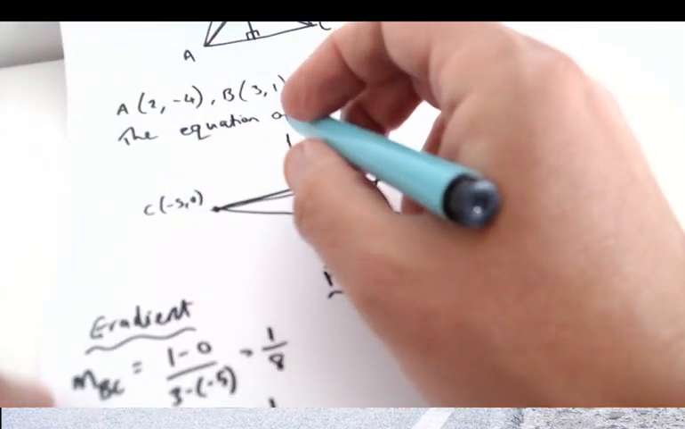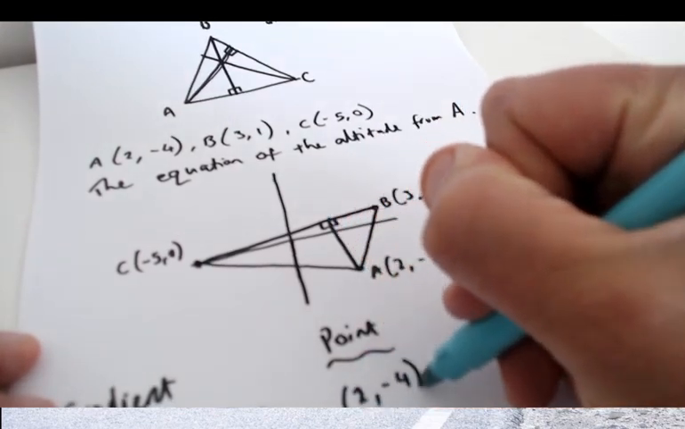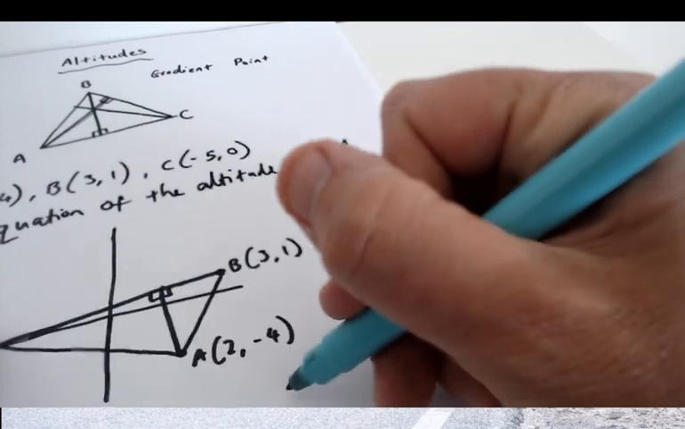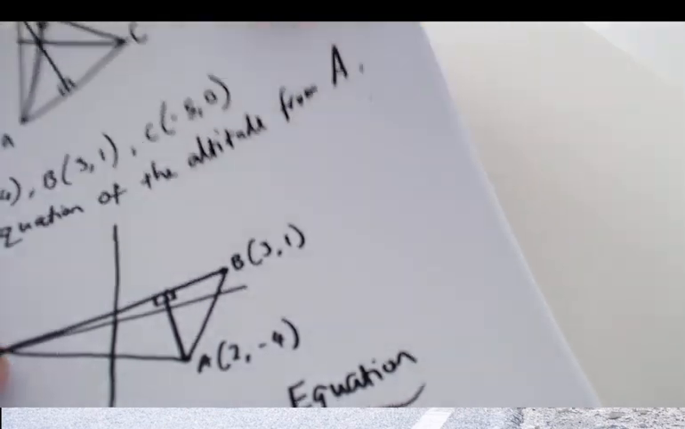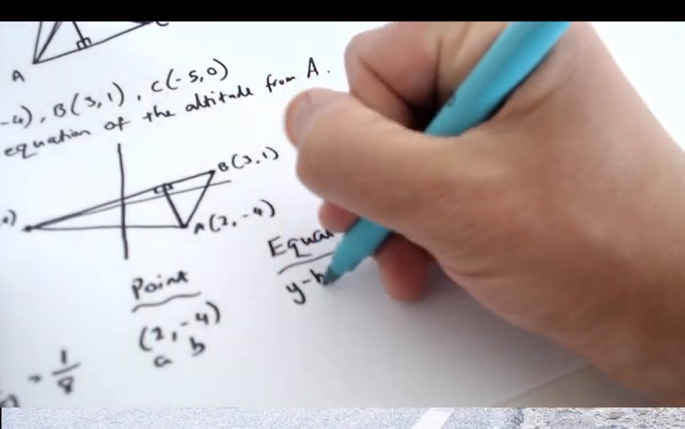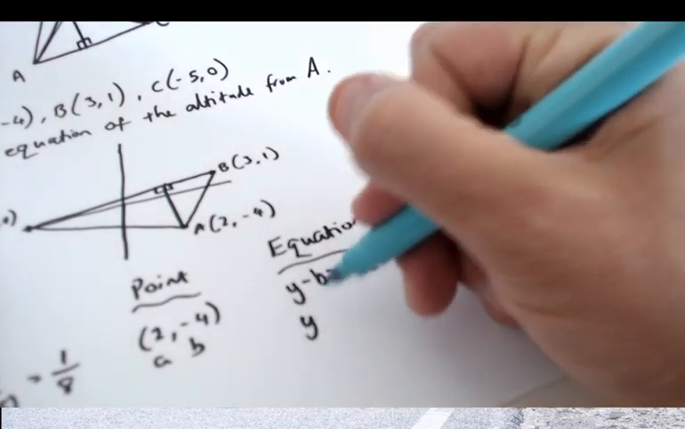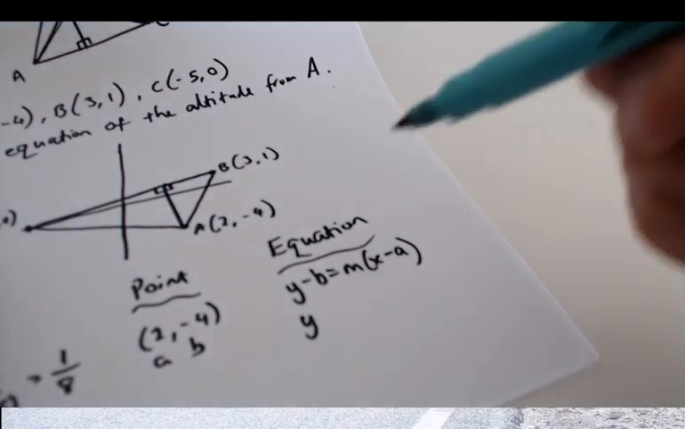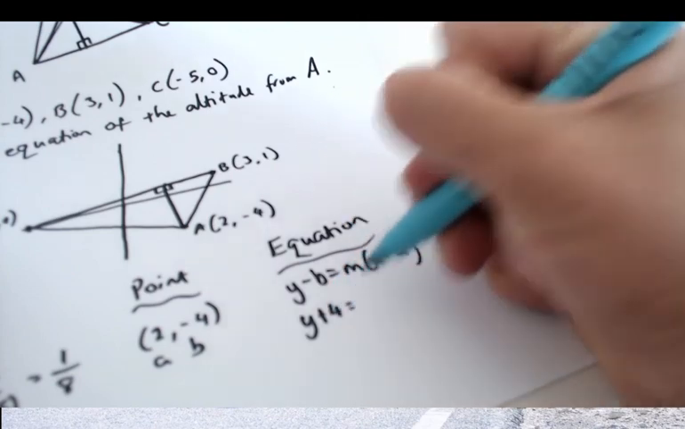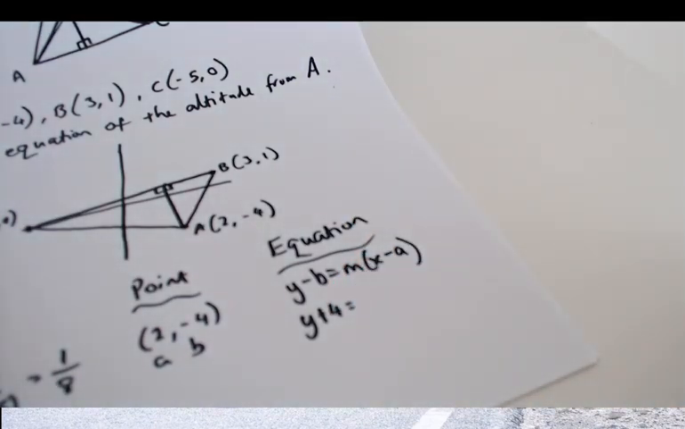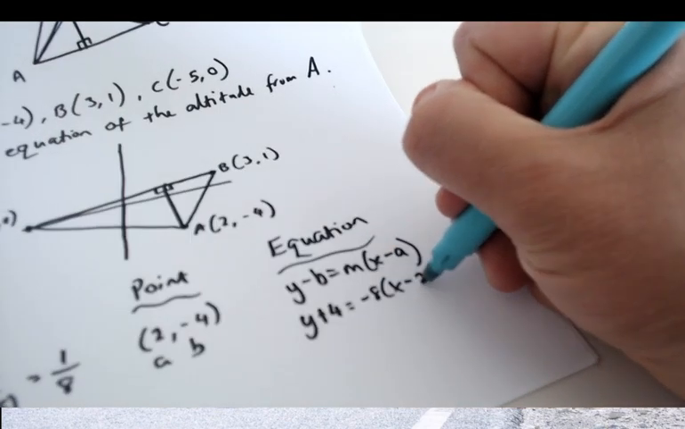Point. Well, it's the equation of the altitude from A, so the point I'm using is point A, which is 2, minus 4. Equation: I've done this so many times, y minus b equals m bracket x minus a, so it's going to be y. Now, I did this in one of the last videos. I know it's going to be y take away minus 4. To save myself wasting a line, I'm just going to go straight in with y add 4. I know it's going to turn into that anyway. Minus 8, x take away 2.